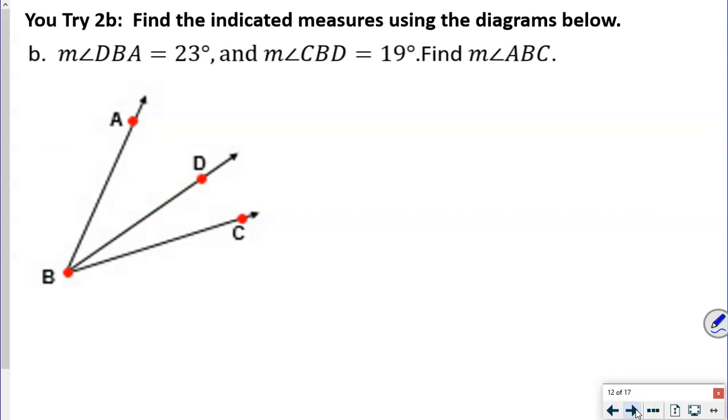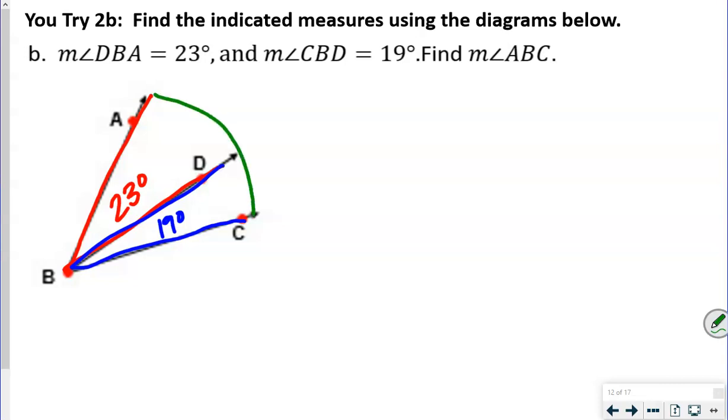All right, let's see if you guys can do this one as well. Label it, and then go ahead and solve it. Pause the video. So DBA is right there, so that's 23 degrees. CBD is 19 degrees. And then it's asking us to solve for the whole thing, right?